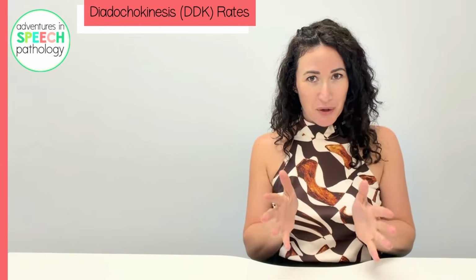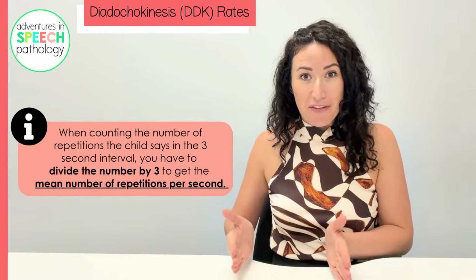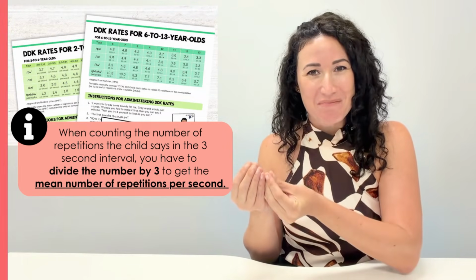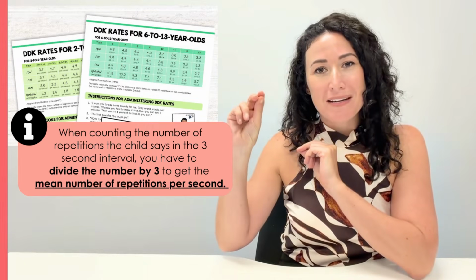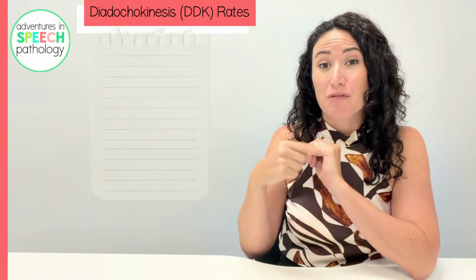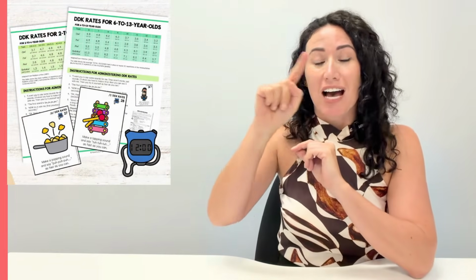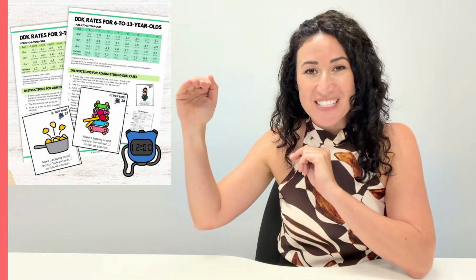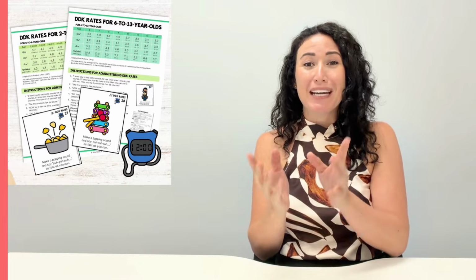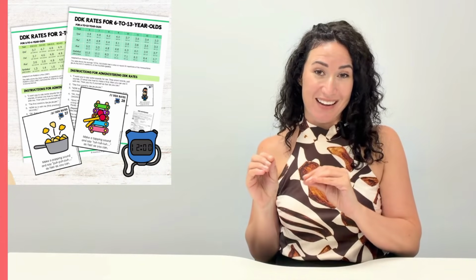Now, the really important thing to know is that when you are counting the number of repetitions the child is saying in that 3-second interval, when you are using this chart, you have to divide the total number by 3 so that you can get the mean number of repetitions per second. So my little guy, he did 14 repetitions of the p sound, and I just divided that by 3, and then I looked at the chart, acknowledging what their age was. I like that it's broken down, and then that's how I get my score. So it's really important to know that you have to divide it by 3 if you're reading this chart correctly, so that you can get the mean number of repetitions per second.